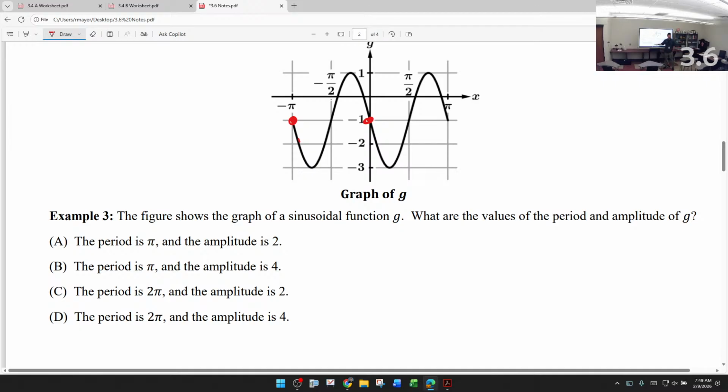None of this has anything to do with this question. The figure shows a graph of a sinusoidal function g. What are the values of the period and the amplitude? So I really don't care about what the function is. I don't care about what the a value is. They want the period and the amplitude.